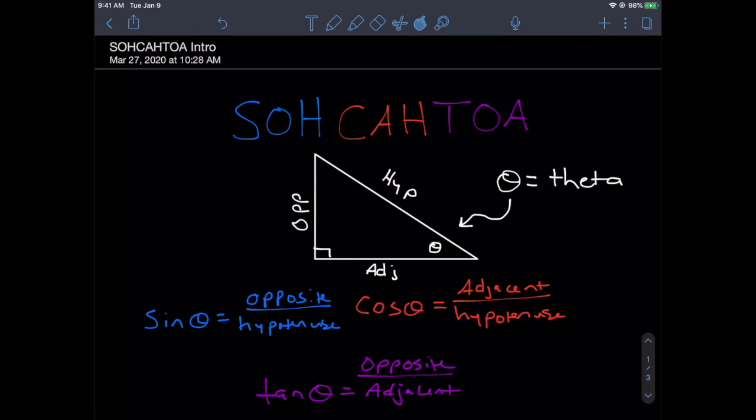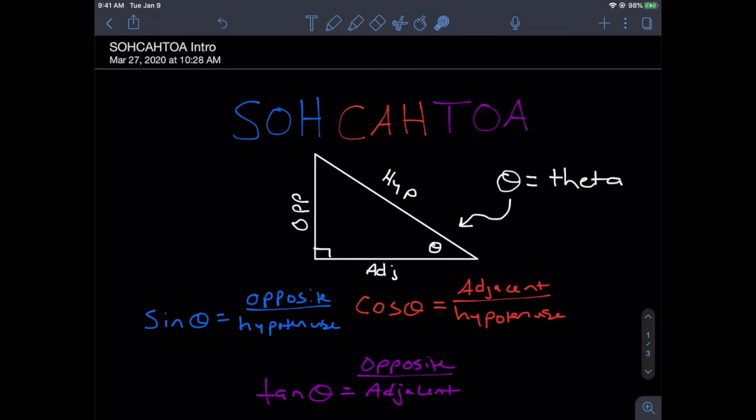You'll notice here the three different colors for SOHCAHTOA to emphasize the fact that it's actually three statements. SOH, CAH, and TOA. The blue statement goes with sine. Sine is opposite over hypotenuse. Red goes with cosine, which is adjacent over hypotenuse. And purple goes with tangent, which is opposite over adjacent.